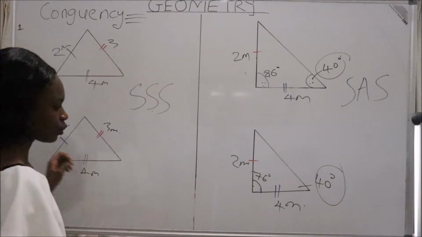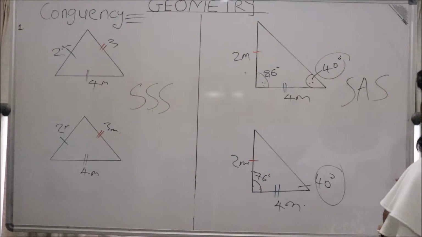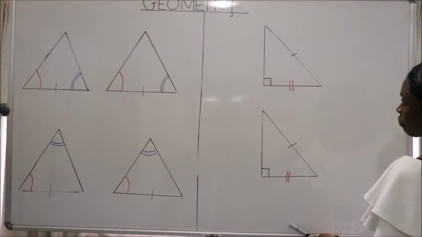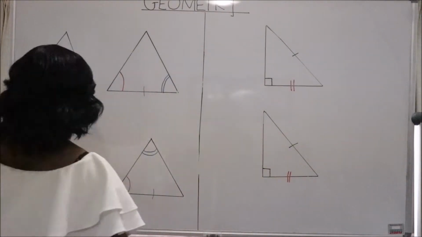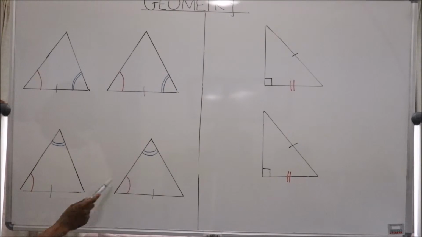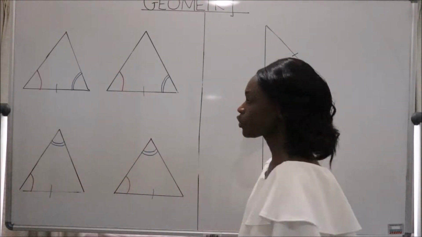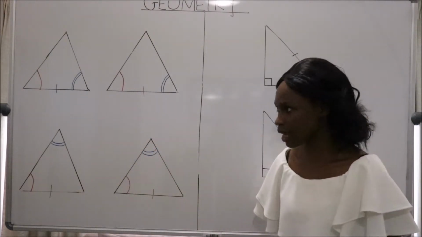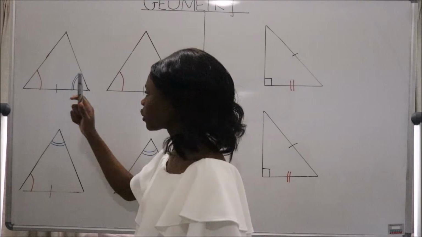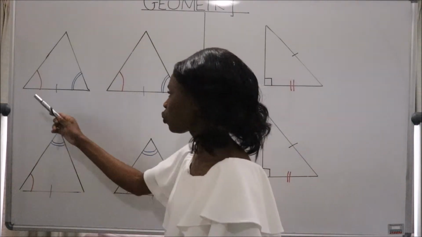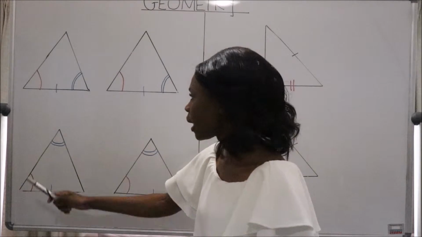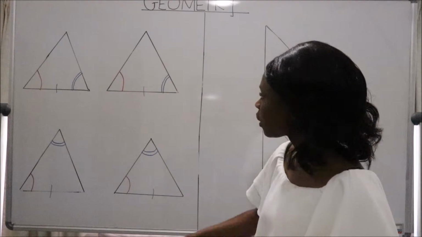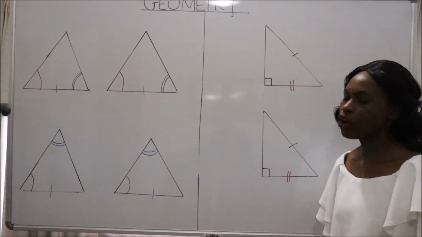Alright, and then moving on to the other two on the other side. So we have these two triangles here, where we have two angles which are equal to each other and the corresponding side. So in this case, it's not the included angle, it's two angles in the triangles and also the corresponding side. So these two triangles are also congruent to each other.